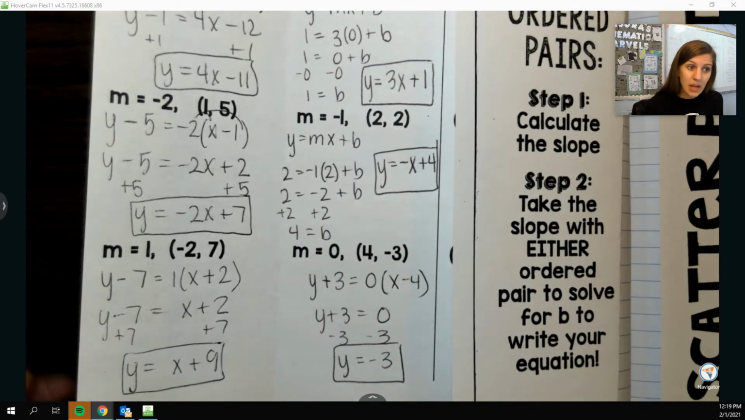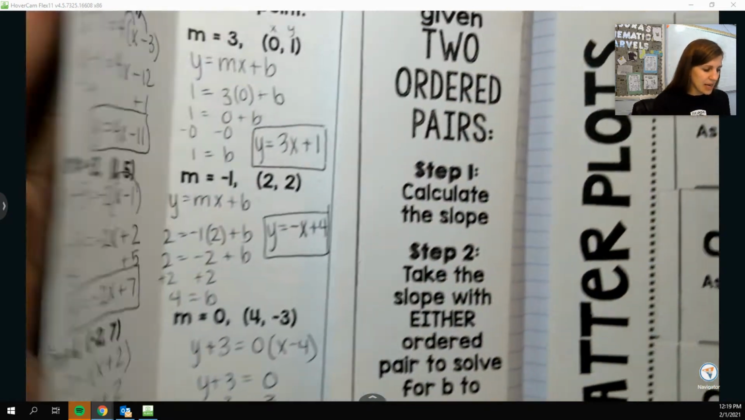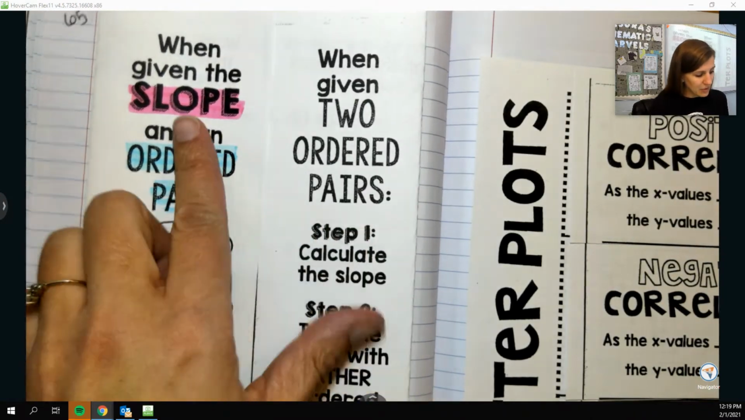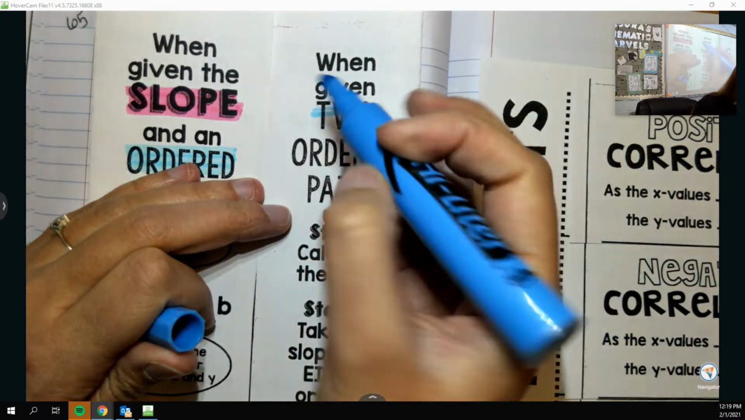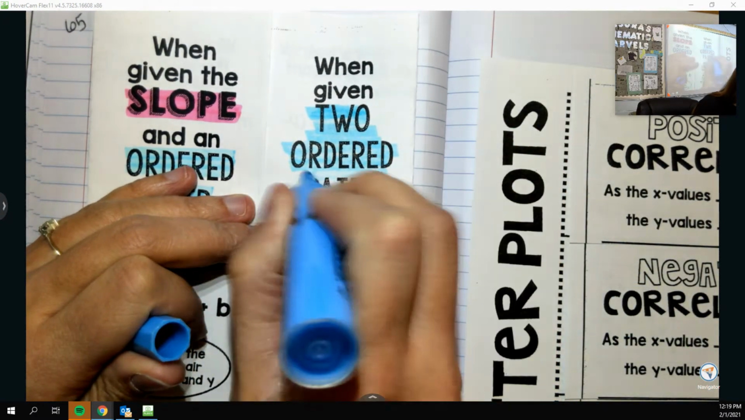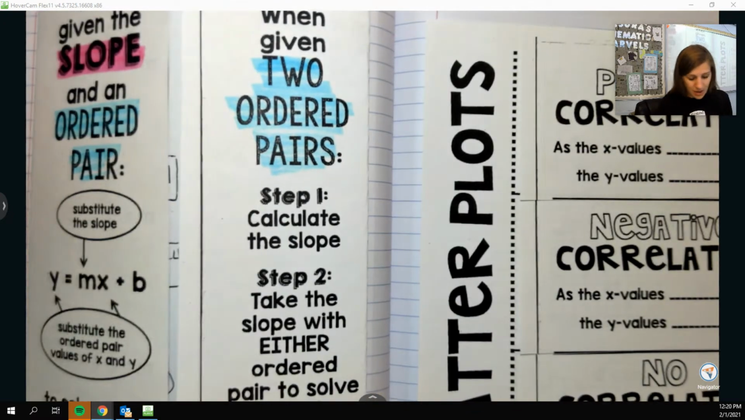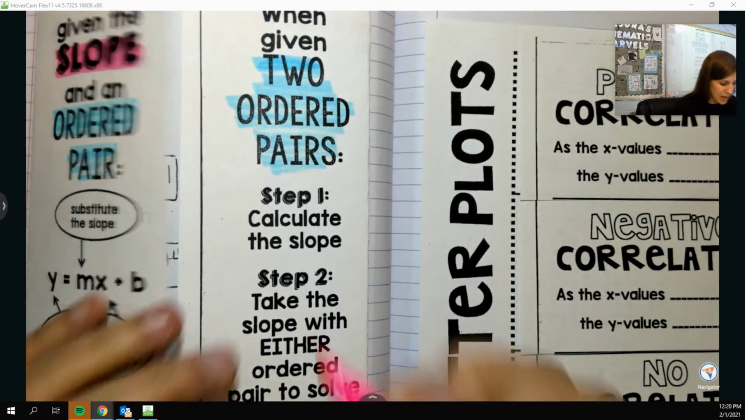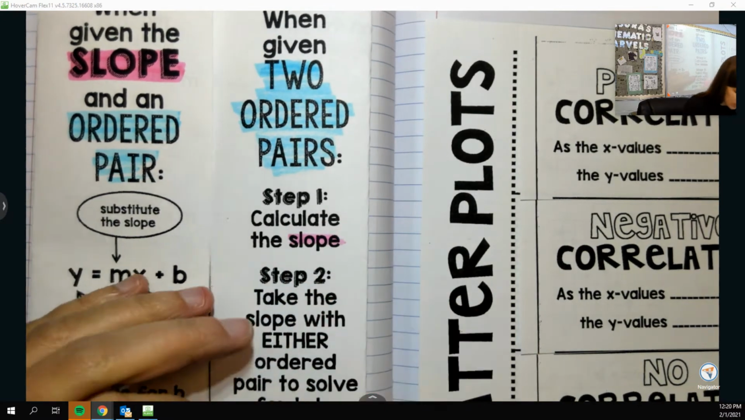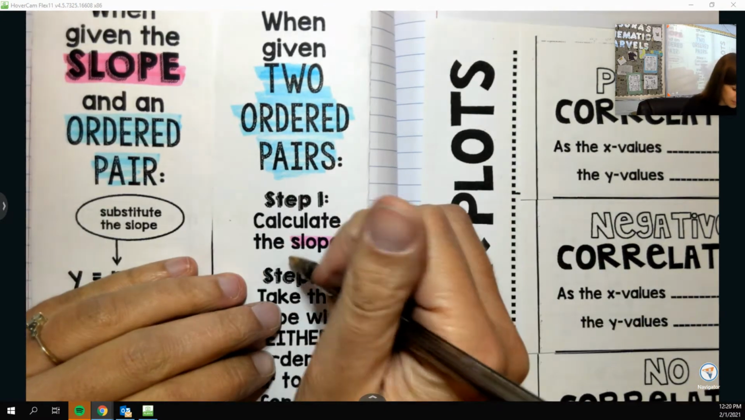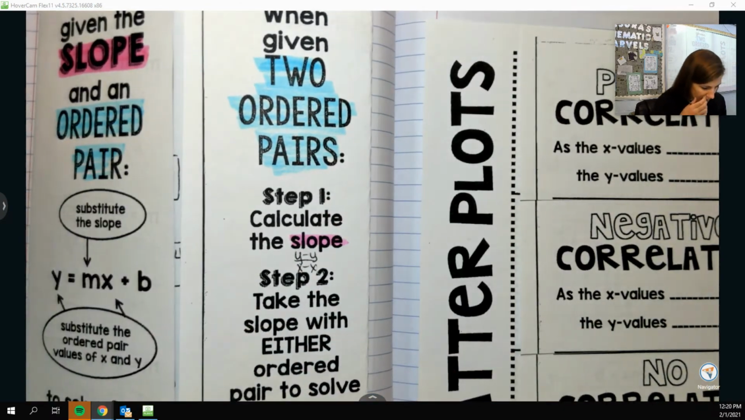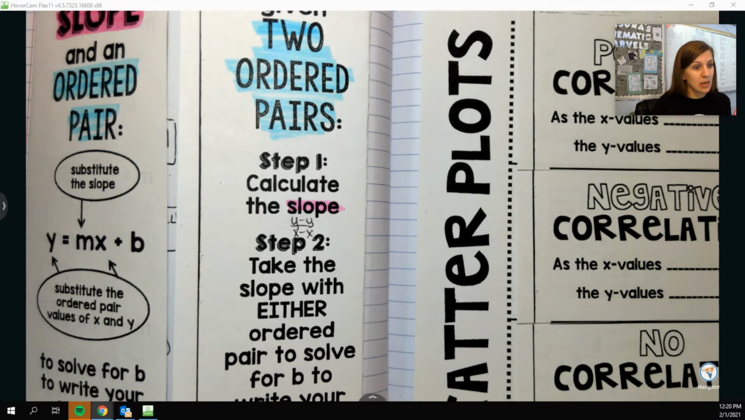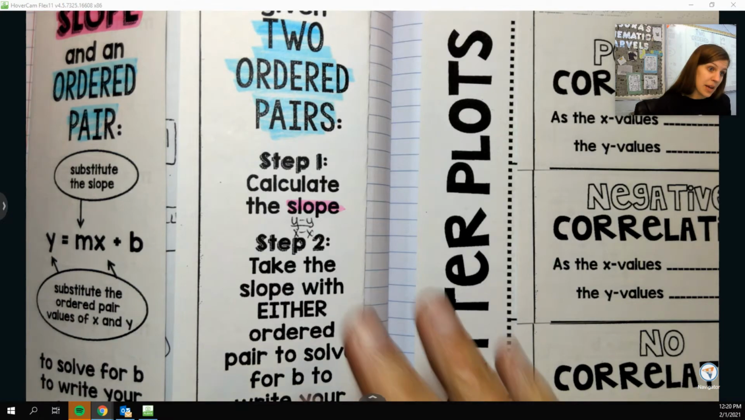Okay? Now, the other thing that could happen is maybe I'm less lucky and they don't give me the slope. They just give me 2 ordered pairs. And if they just give me 2 ordered pairs, I'm first going to have to find the slope. So we can find the slope by doing our slope formula, y minus y over x minus x. And then take your slope and put it into the point slope form, y minus y. Or you can do the other way if you prefer that.